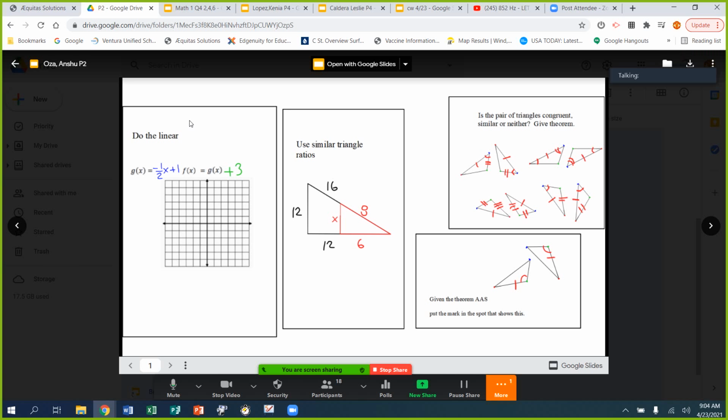Equal to... you put x over 6 equal to what, Andrew? Are you up there? All right, I guess I'll get back to you.